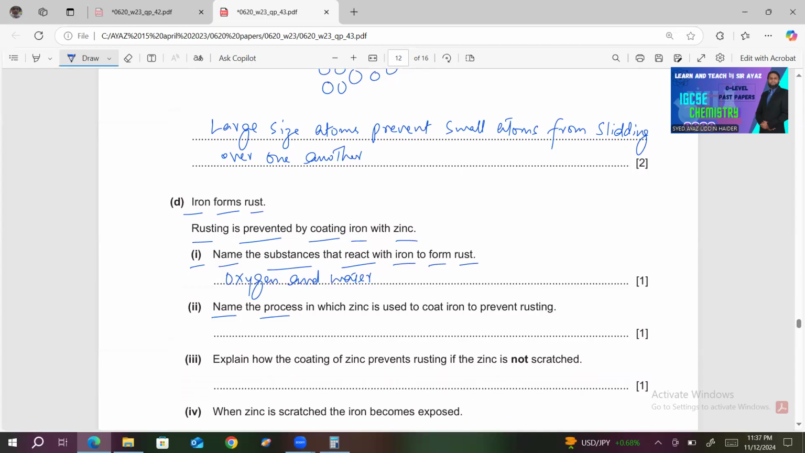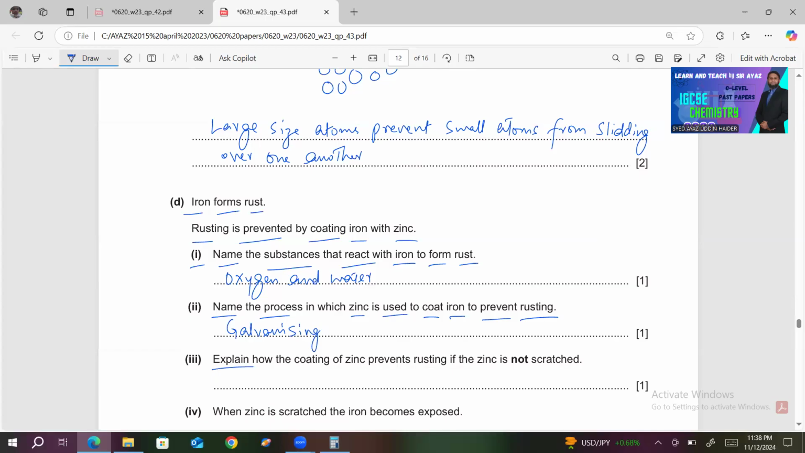Number 2, name the process in which zinc is used to coat iron to prevent rusting. Technically, the process used is known as galvanizing. Galvanizing.